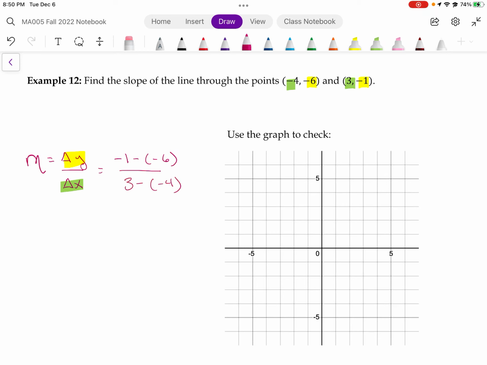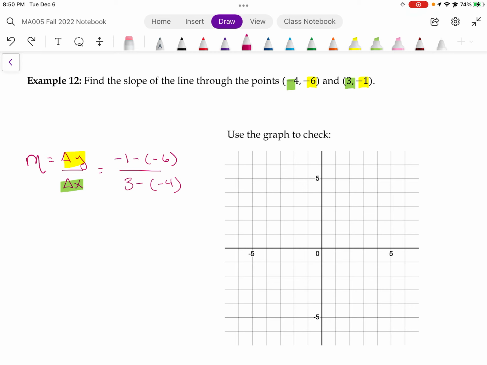Why don't I say negative 4 minus 3? Well, I would be going in the opposite direction of what I did with the y's. You've got to go in the same direction. I said negative 1 minus 6. I said this one first minus this one. So I've got to say this one first minus this one.